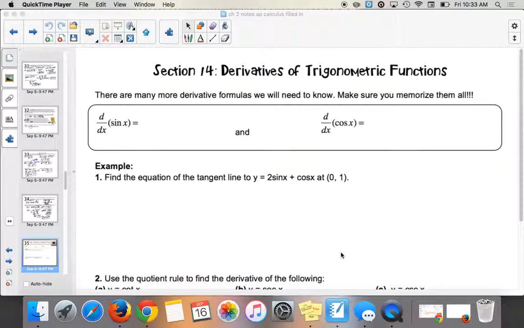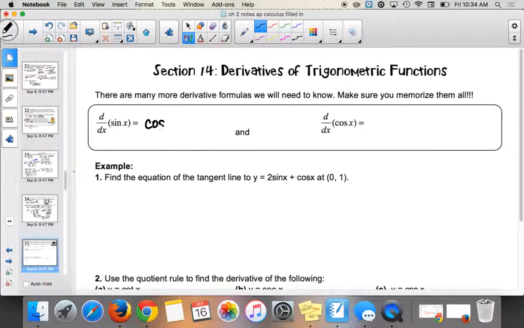So the first thing, derivative of sine, do you guys remember what it is? Yeah, cosine. You're a sixth of the way done with memorizing these. So cosine, negative sine, exactly. So when it says find the equation of the tangent line to y equals 2 sine of x plus cosine of x, we just take the derivative. So y prime is equal to 2 times the derivative of sine, which is cosine, plus the derivative of cosine, which is negative sine.